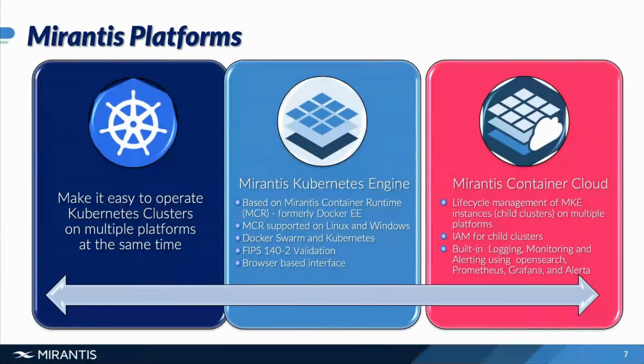So on the Mirantis side, one of our goals is to make it easy to operate Kubernetes on multiple platforms at the same time. For example, I can have the Mirantis Container Cloud, which is our management plane, support clusters simultaneously on premise or in data center, on private clouds such as OpenStack, on public clouds such as AWS or Azure. And what Mirantis Container Cloud does is it manages the life cycle.